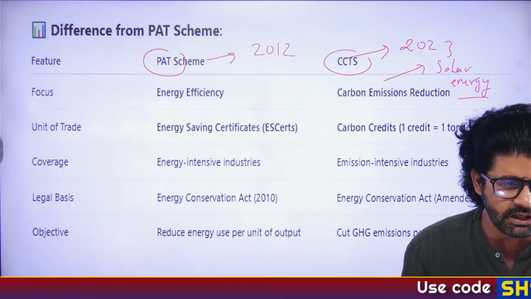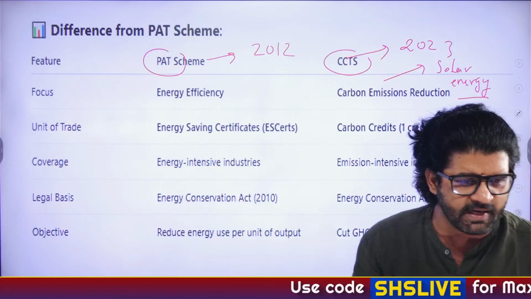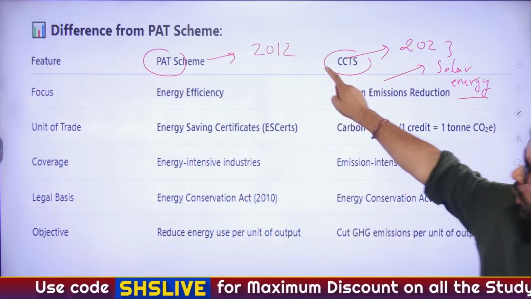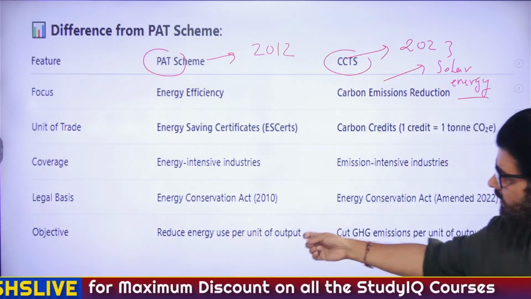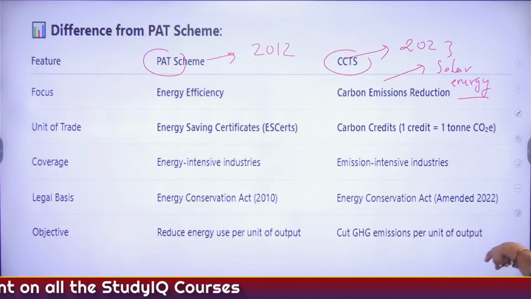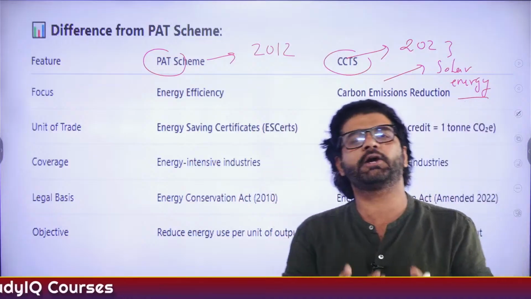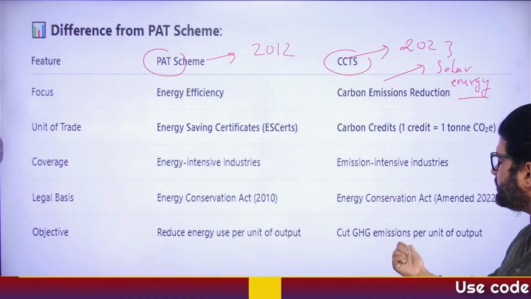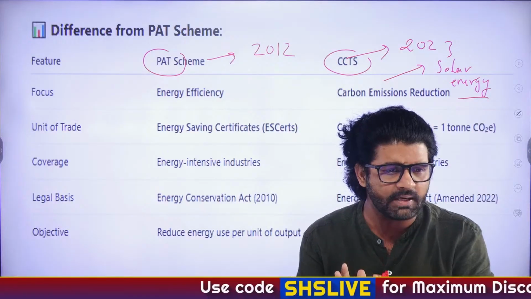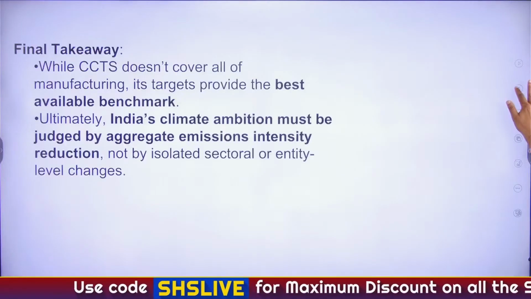So again, Shilpa, Gypsum, Sri Durga, are you understanding some part of it? So again, Energy Conservation Act. The objective of PAT is to reduce energy use per unit of output. CCTS is to cut GHG emissions per unit of output. So again, PAT also indirectly leads to GHG emission reduction, but not always. Hope you are understanding some part of it. Am I clear? Am I even like 10-20% clear?